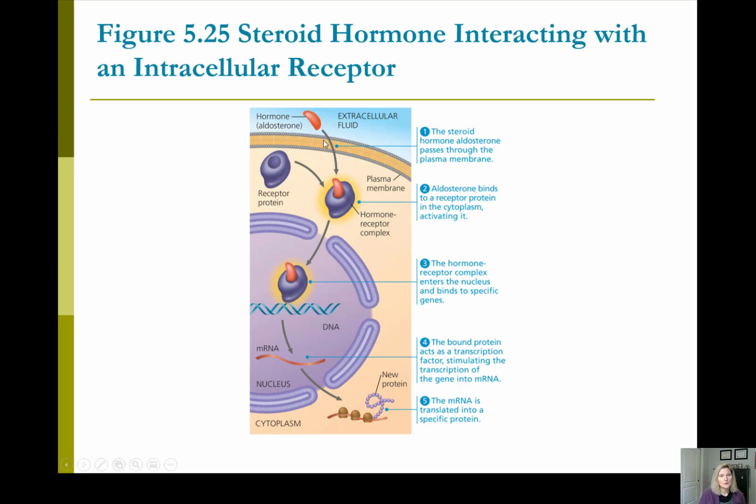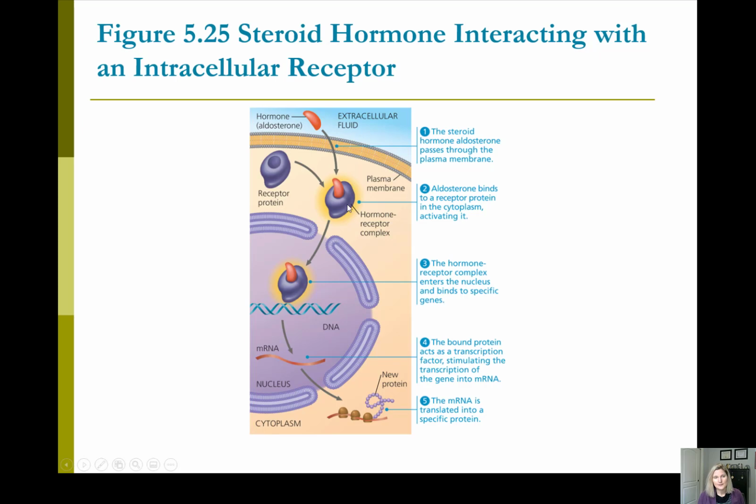And in this case, since it's a lipid-based hormone, it's going to pass directly through the plasma membrane. So there's no protein channel or anything like that. And it's going to bind to a receptor protein, not in the plasma membrane, but within that particular cell. So that's where reception is going to take place. So the hormone is going to be the ligand, and the receptor protein is within the cell.